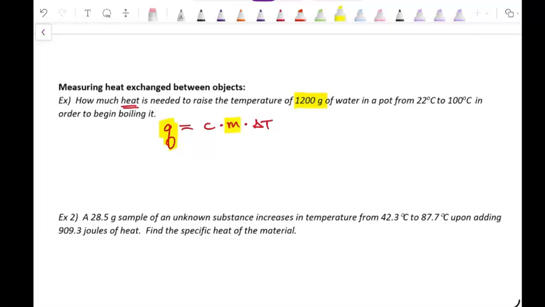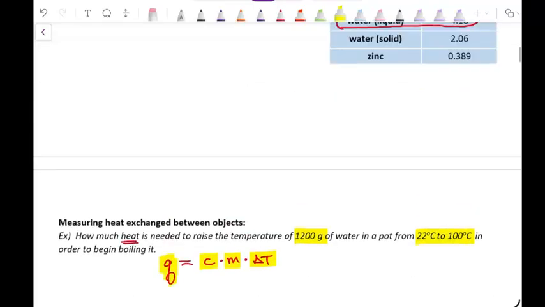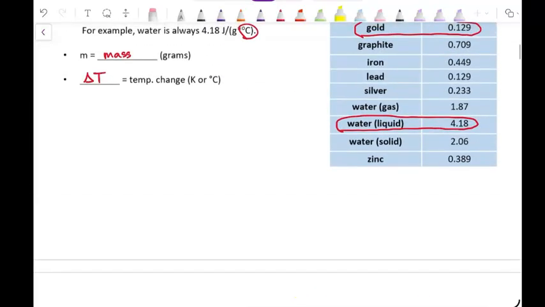All right, that's going to be your mass, right? And then this 22 to 100, that's a temperature change. So it looks like we're going up by about 78 degrees. So that's our delta T. And then the only thing we're not given in the problem is the specific heat, but that's because it's a constant, so we can find it right here on our table.